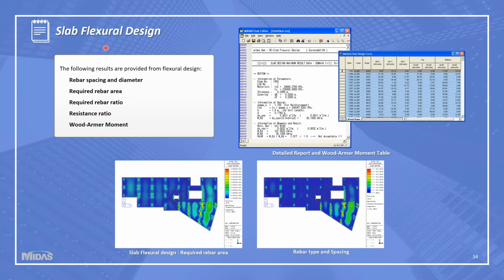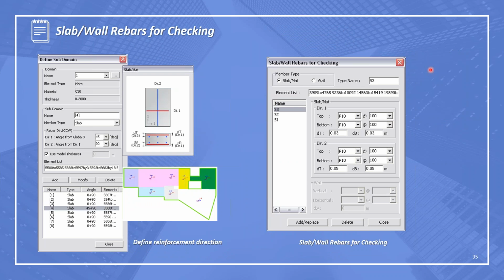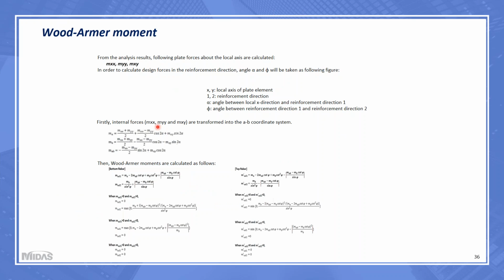So for flexural design, we can obtain the following results, as was just shown before in the program. Rebar spacing and diameter, required rebar area, required rebar ratio, resistance ratio, and wood armor moment. In the detail form and the table form for mesh slab design, forces can be checked. Rebar for checking was also mentioned during my demonstration.